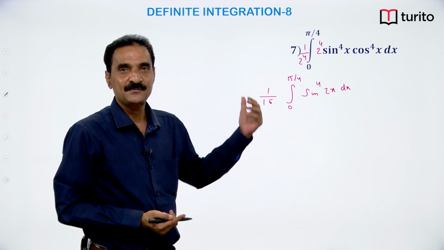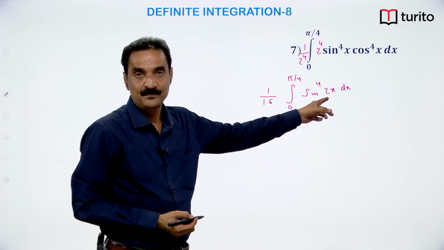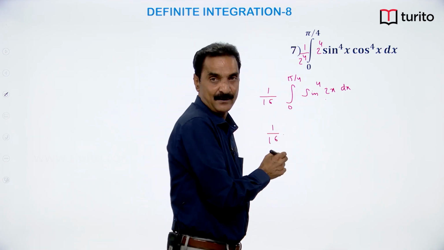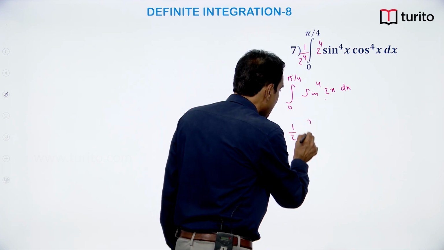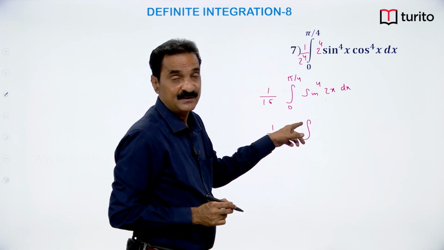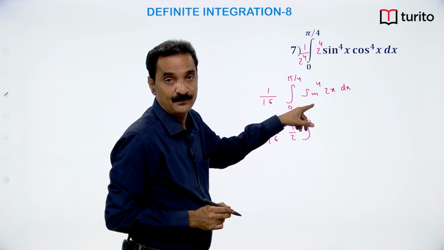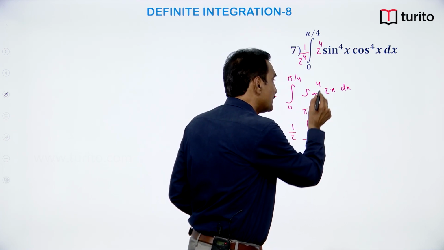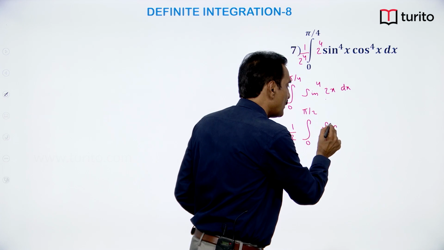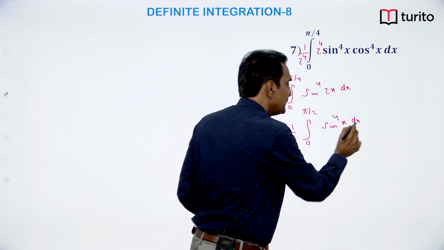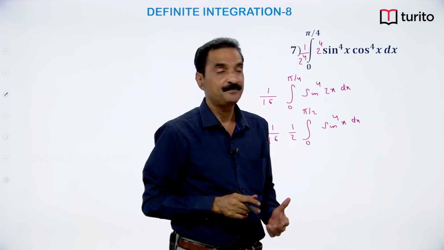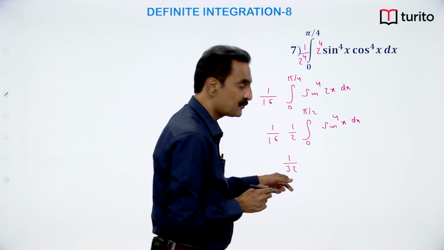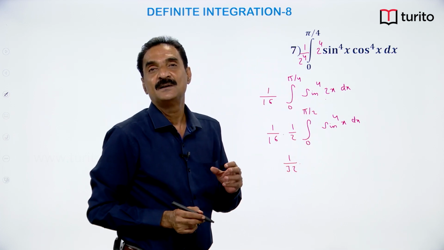Now it is similar to one of the previous questions. We can use the f of kx formula. K is 2, so immediately 1 by 16 into 1 by k. 1 by k means 1 by 2. Integral ka to kb means we have to multiply the limits by 2. Then 0 into 2 is 0, pi by 4 into 2 is pi by 2. What we will get here? Sin power 4 x dx, f of kx formula. Now it is 1 by 32, 16 into 2 is 32, into I4. What is the value of I4?